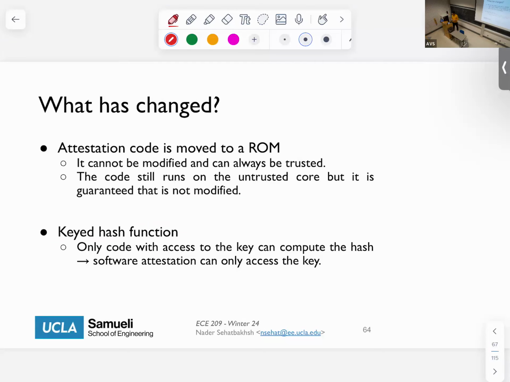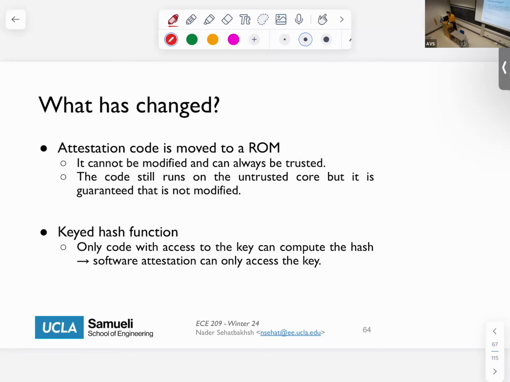So basically what has changed is that the attestation code moved to ROM. This, of course, has advantages and disadvantages. The disadvantage is now we need to have a ROM in my system, and the question becomes, what if I don't have a ROM? Many systems do have a ROM, so this is not a big deal. But of course, it's a disadvantage compared to a pure software solution. But the good thing about this is that we are assuming that no one can change anything in the ROM, because once you burn it, you cannot change it.